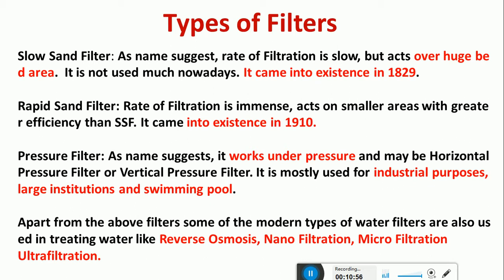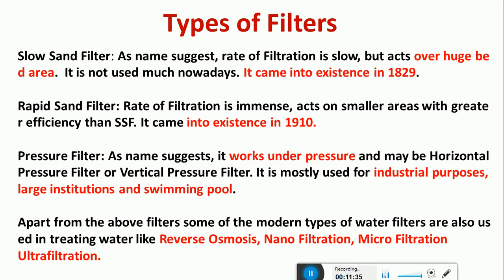Next we have rapid sand filters. Here the rate of filtration is higher. It acts on small areas with greater efficiency than slow sand filters. It came into existence in 1910. In the 1800s the slow sand filter came into existence, and after a very long period the rapid sand filters came into existence. After that we have something called the pressure filter. As the name suggests, it works under pressure, and it may be a horizontal pressure filter or a vertical pressure sand filter. It is mostly used for industrial purposes, large institutions and swimming pools.